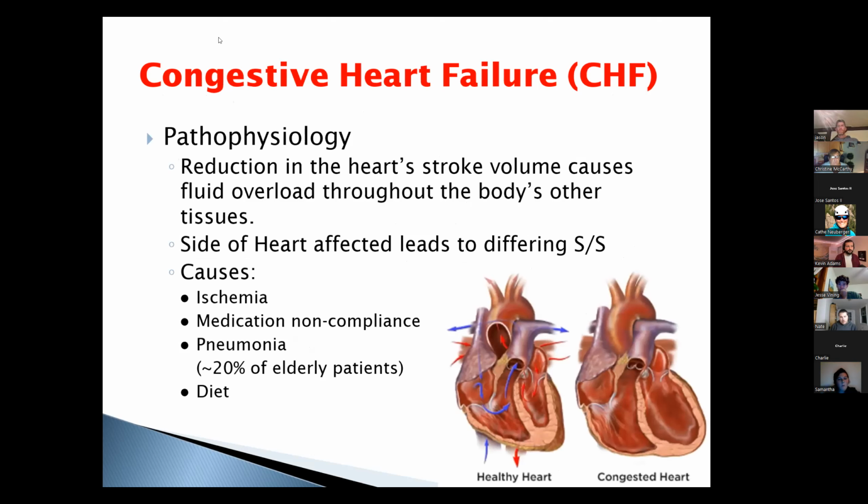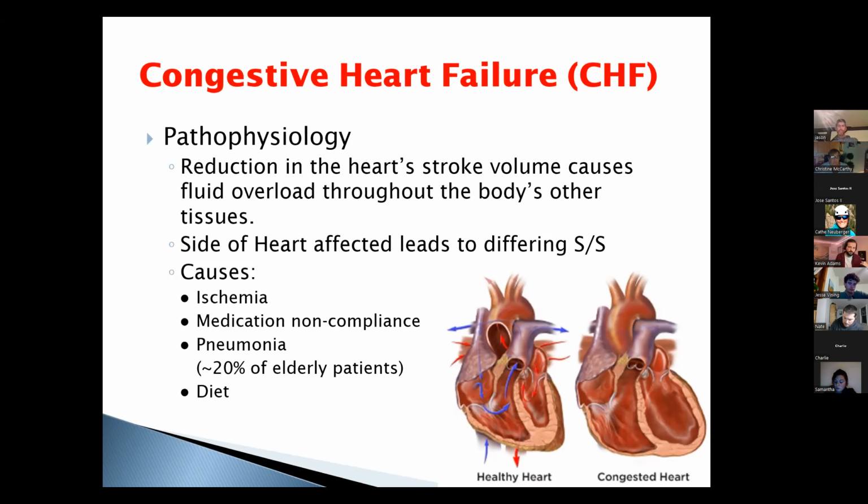So CHF is another very common condition that we'll run into. Essentially, the heart is losing its ability to keep up the amount of blood it needs to push out every beat. We call that a loss in stroke volume. Because the heart can't push out enough blood, we're going to see other signs and symptoms leading to this kind of domino effect.